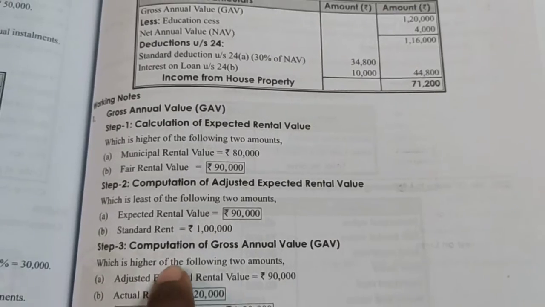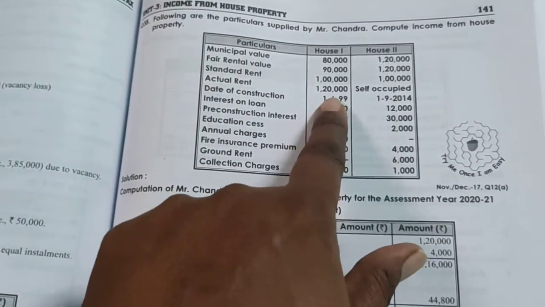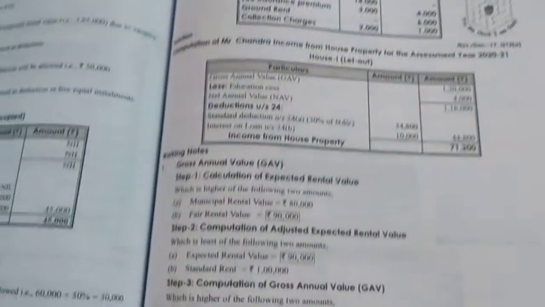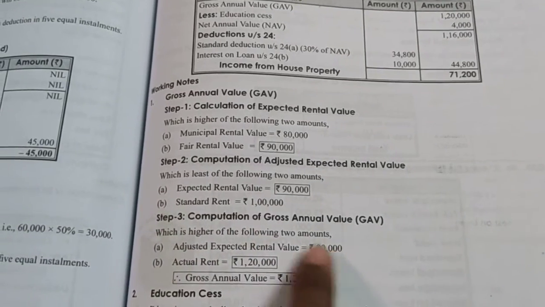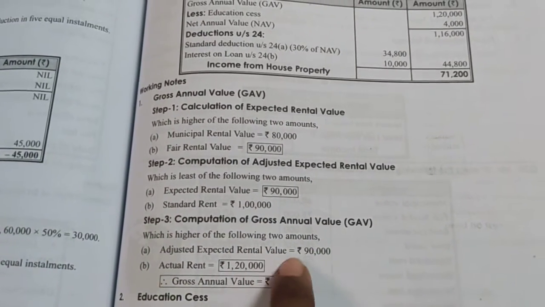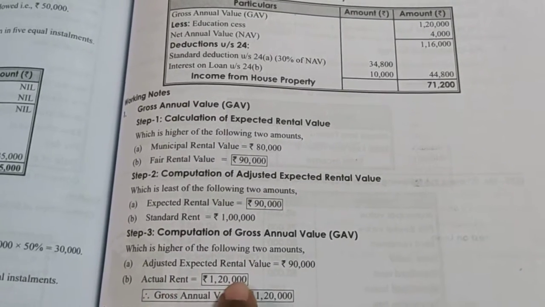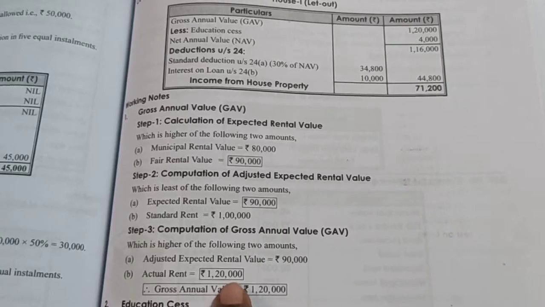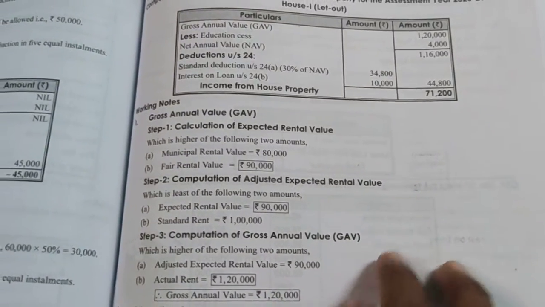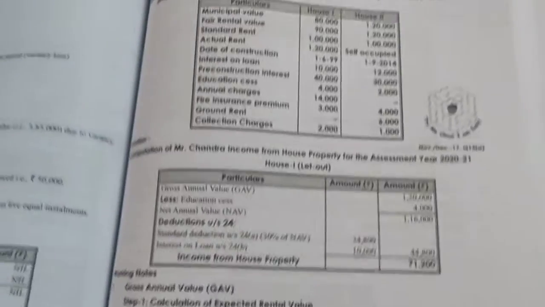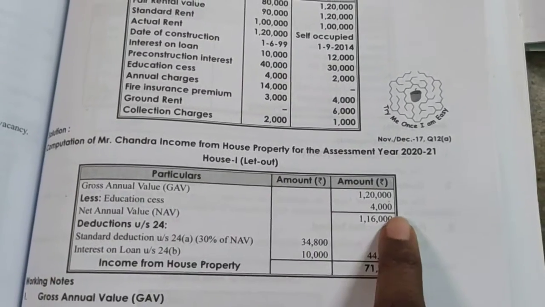Next step, we have to calculate ARV. ARV is 1,20,000, which has been directly given here. Step 3, GAV: the higher value of adjusted ERV and ARV will be the GAV. So 1,20,000 is the GAV. After getting GAV, we go to the problem. House 1 is let out, GAV 1,20,000.